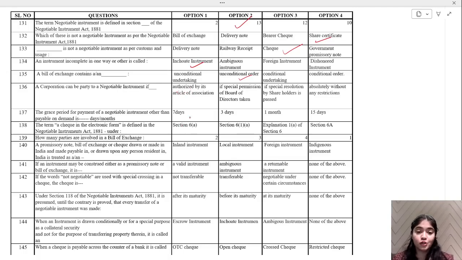Option number 1. Sorry, here I'll take. The grace period for payment of a negotiable instrument other than payable on demand is how many days? 3 days is the grace period.